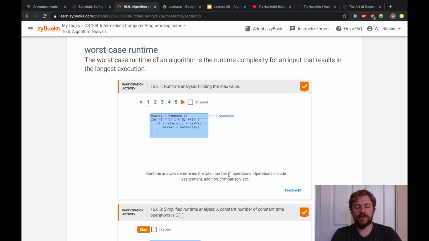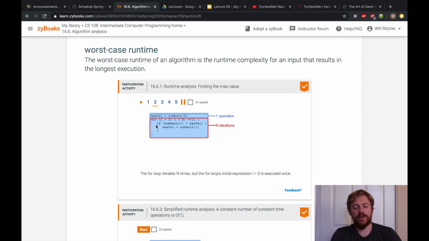Runtime analysis determines the total number of operations. Operations include assignment, addition, comparison. Pretty much anything is considered an operation. So we assign max val to number 0. This is an operation.